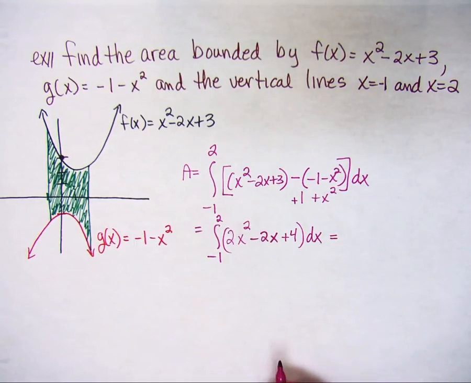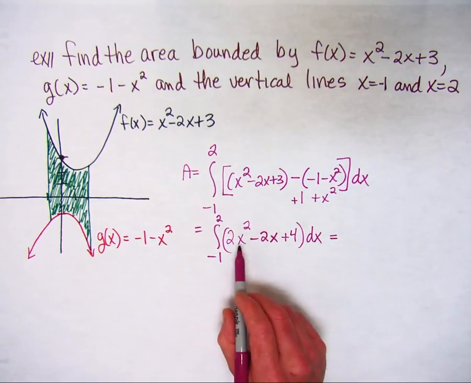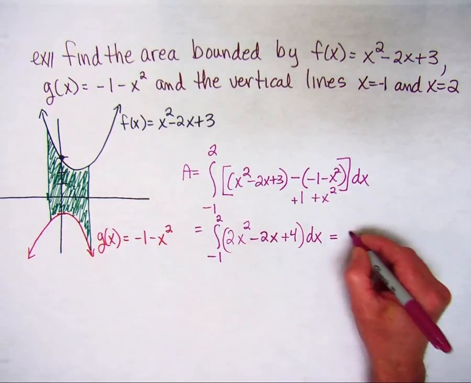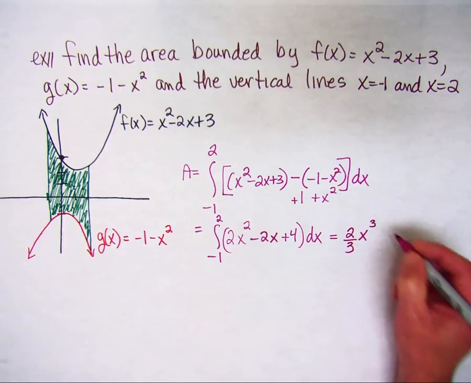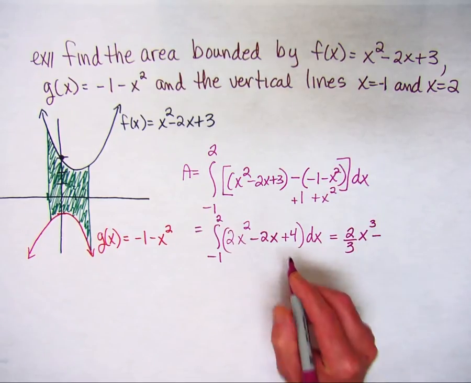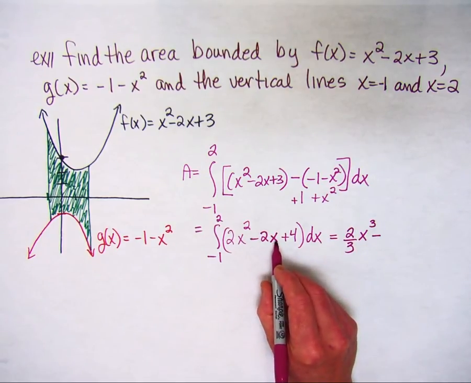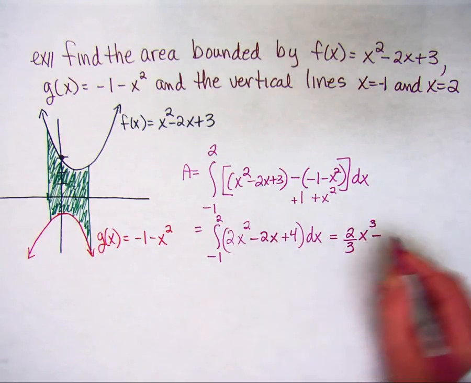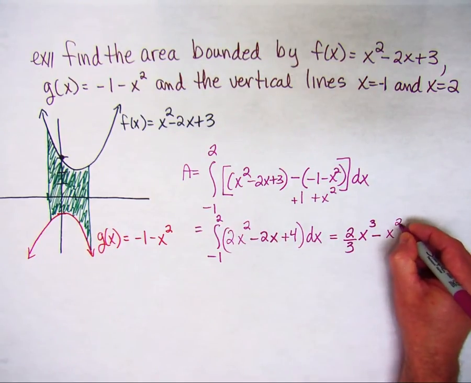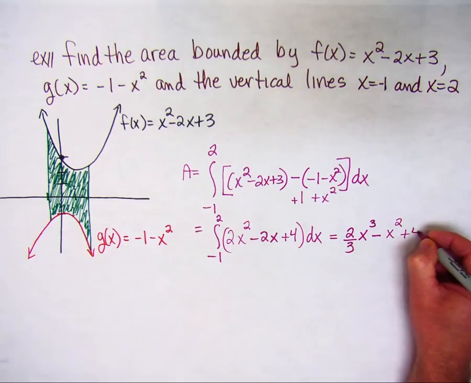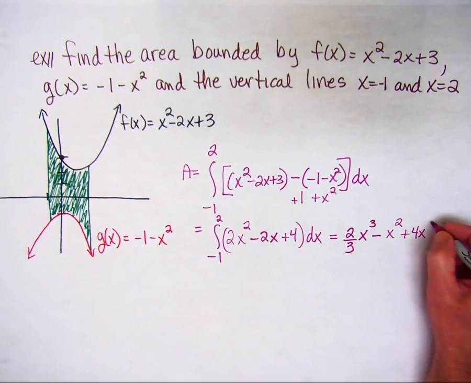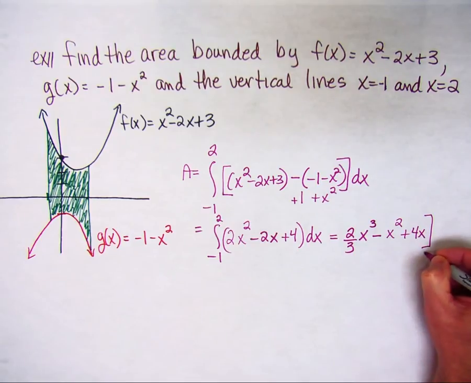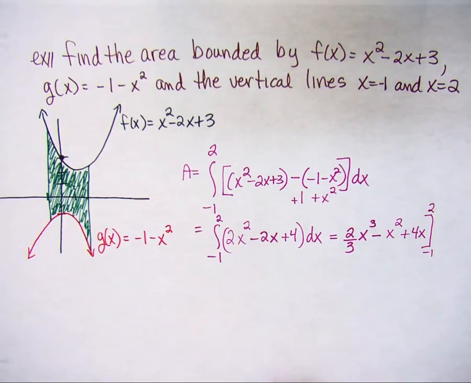So using our power rule of integration, we're going to add 1 to the exponent and divide. So this is going to be 2/3 x cubed. Subtract. We're going to add 1 to the exponent, which will make that x squared, and then divide by 2. So this will just be x squared, and then plus 4x because of the constant 4. And we're going to evaluate that integral between -1 and 2.